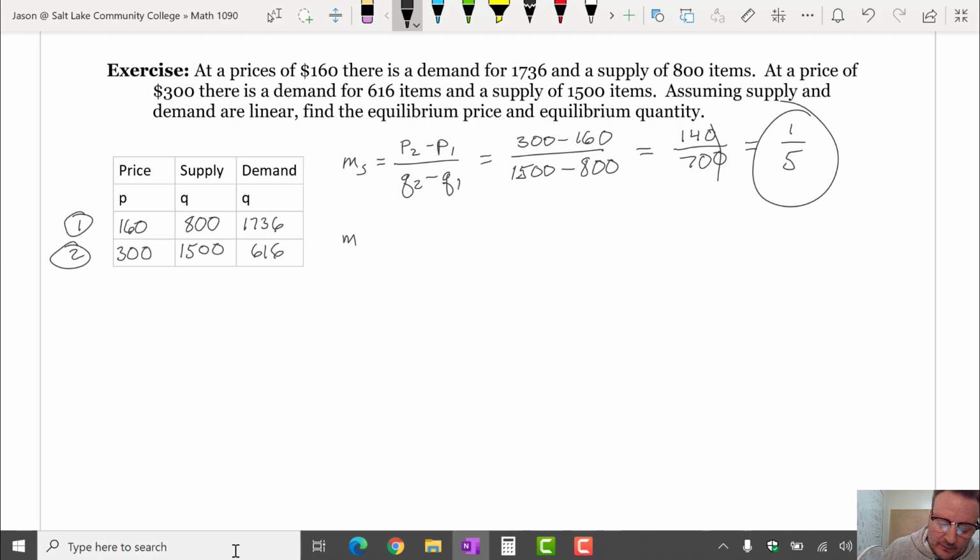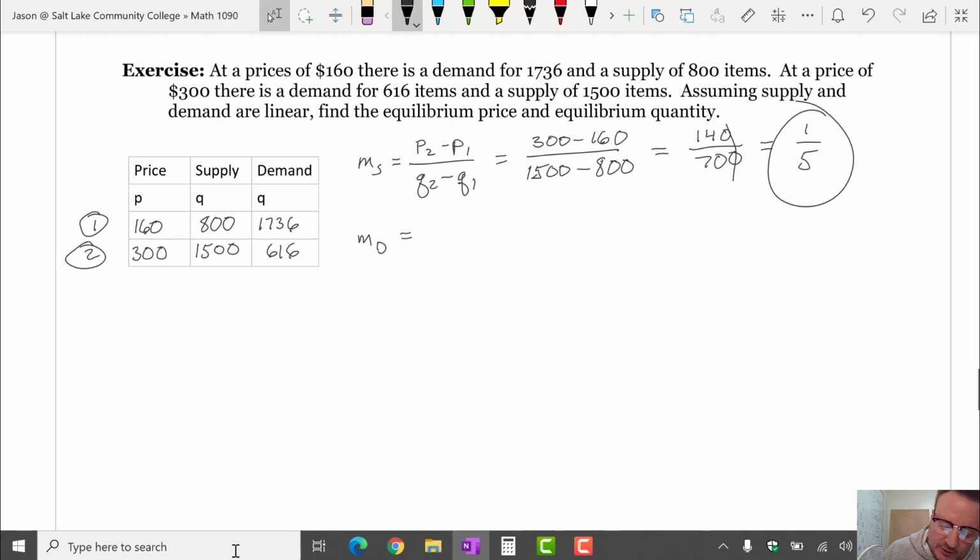Okay, now the slope for the demand curve, I'll call that M sub D. Again, we want the difference in prices, P2 minus P1. I don't need to write all this. I'll just put a little double tick mark to indicate it's the same as above. But we're going to actually use different quantities here. We're going to use the column of quantities for demand, but the numerator will be the same. It'll be this 300 minus 160 over, but now the numbers will change. The quantity 2 for demand is 616, whereas quantity 1 for demand is 1,736. So here we get 140 over 616 minus 1736. I'll get the calculator out for that.